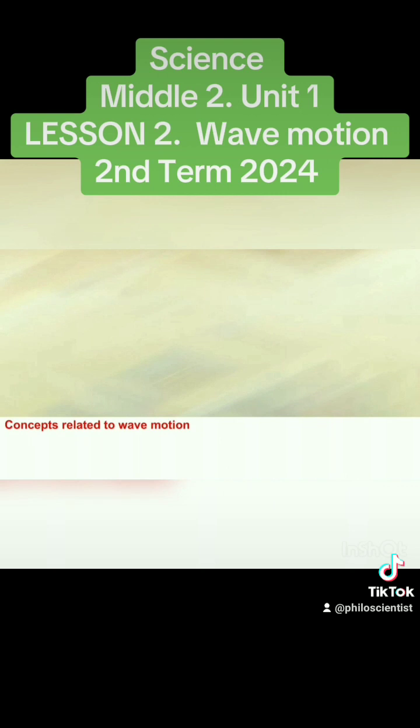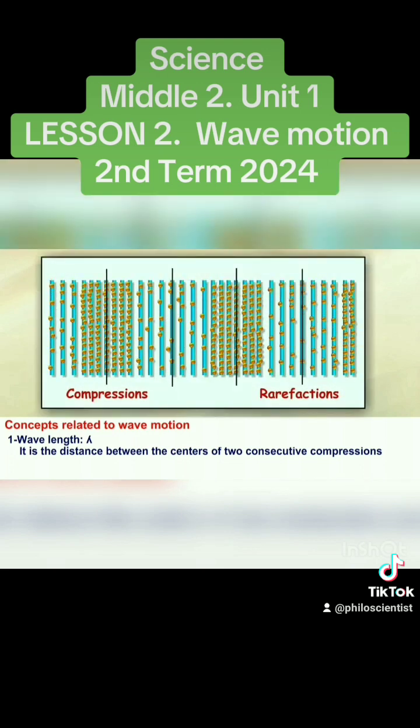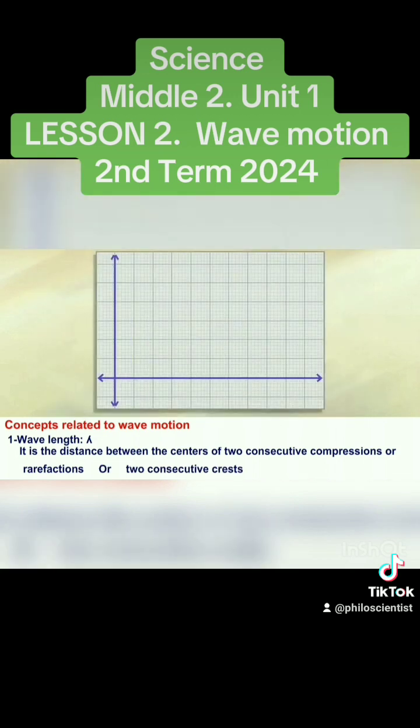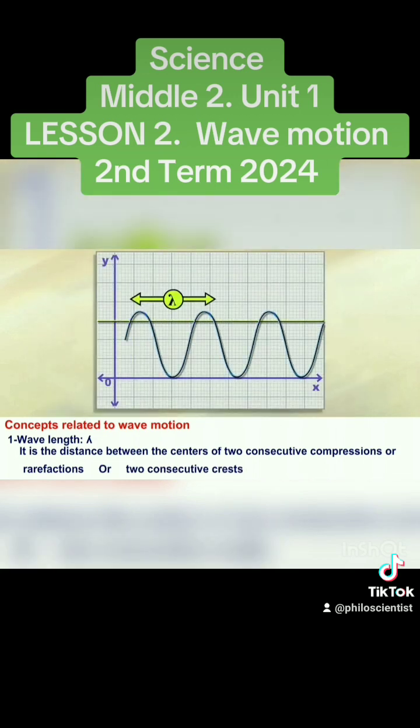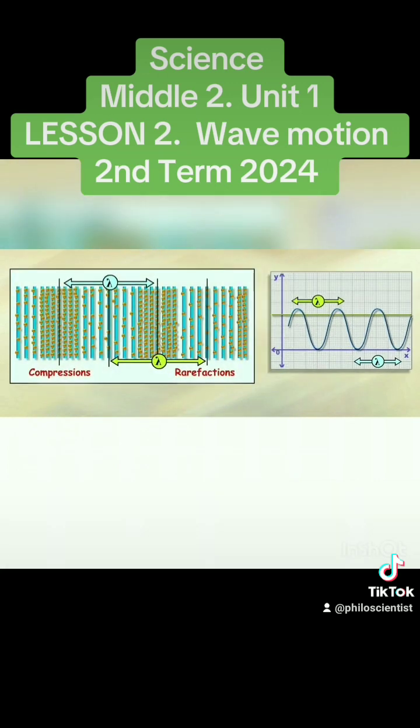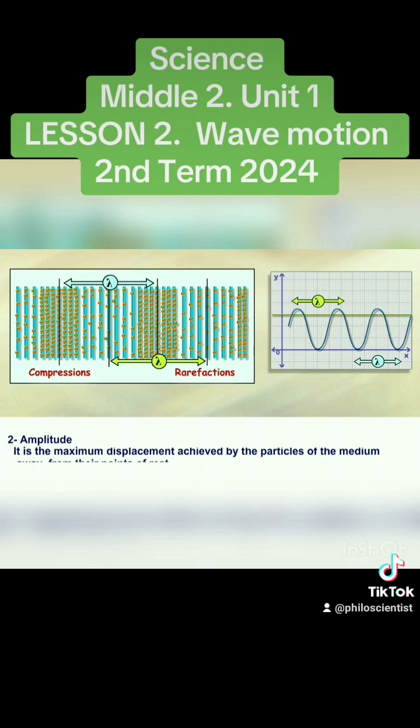Concepts related to wave motion. 1. Wavelength. It is the distance between the centers of two consecutive compressions or rarefactions, or two consecutive crests or troughs. 2. Amplitude. It is the maximum displacement achieved by the particles of the medium away from their points of rest.